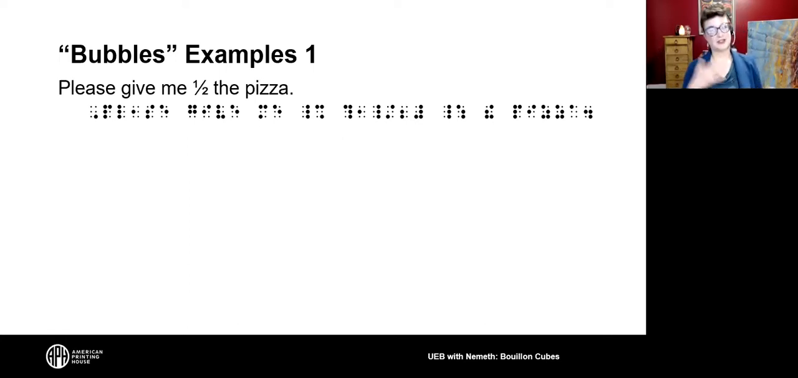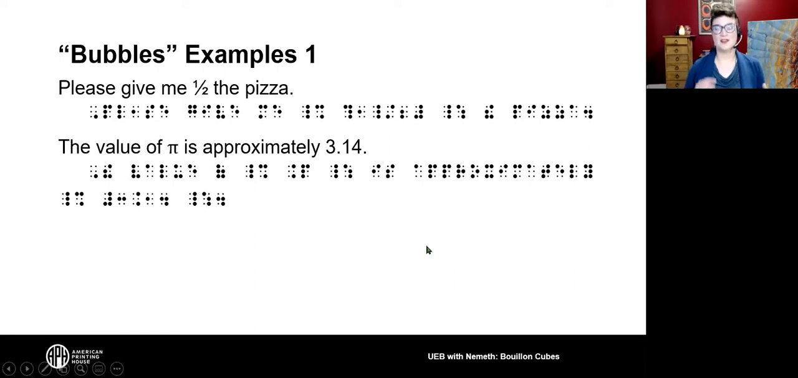This particular fraction in print has a slash instead of a horizontal line. So we use the slash fraction line in Nemeth Code, and that's 2 cells, dots 4, 5, 6, dots 3, 4. My whole fraction starts with an opening fraction indicator, has just the lower cell numeral 1, our slash fraction line, the denominator 2, and the end of the fraction. And that whole fraction is in its own Nemeth Code bubble within the sentence, please give me half the pizza, period.